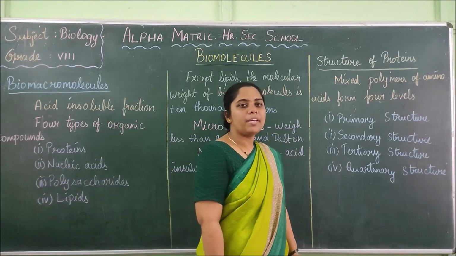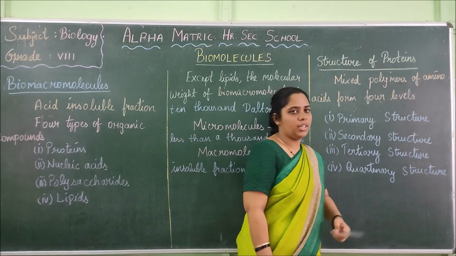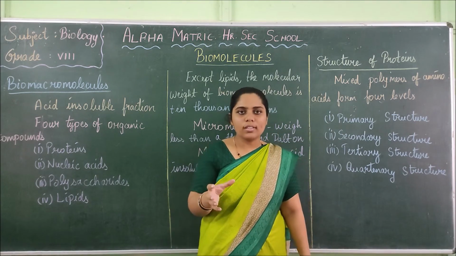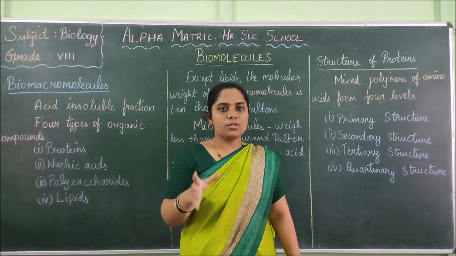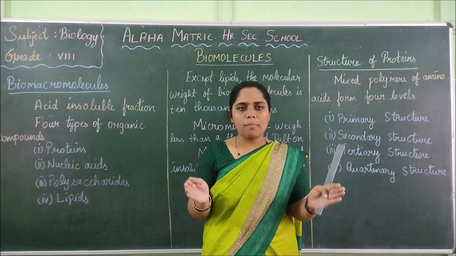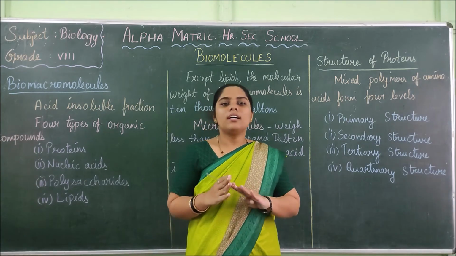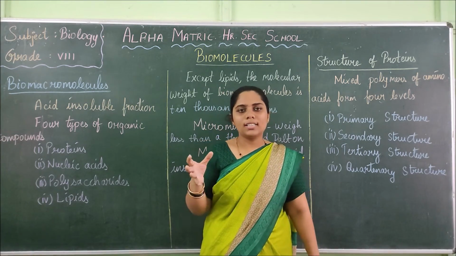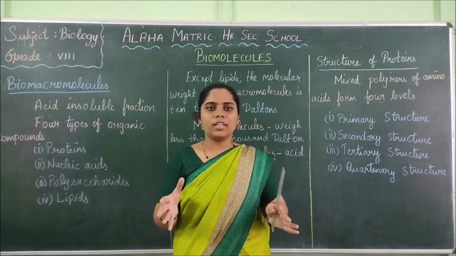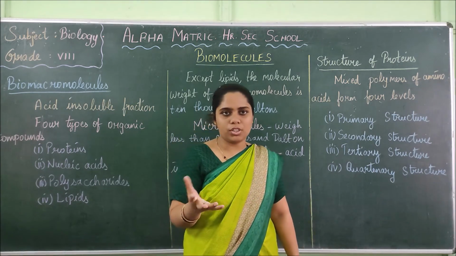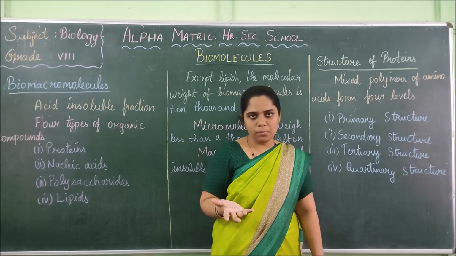So the next topic is structure of proteins. We have already seen what a protein is and what the source of protein is. Protein is a combination of many amino acids. There are 20 types of essential amino acids, and protein is a combination of those only. Next we are going to see the structure. How is the protein structure being formed?